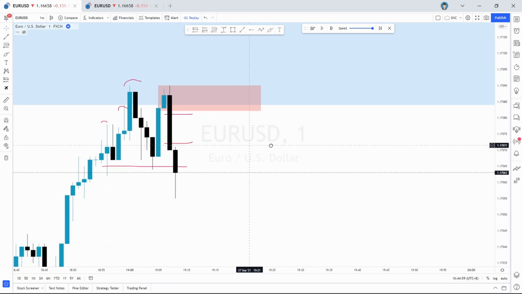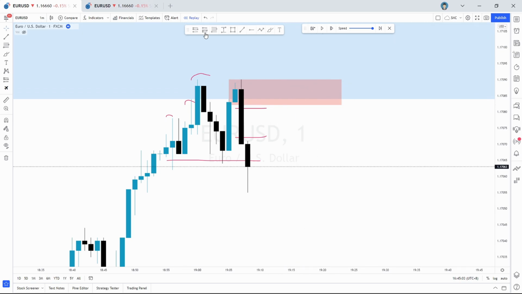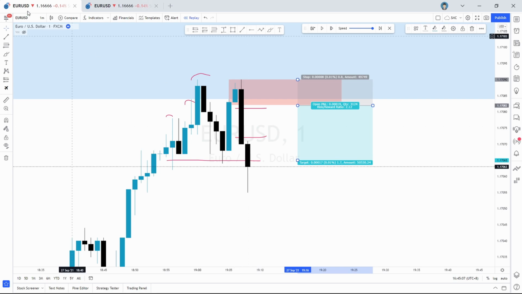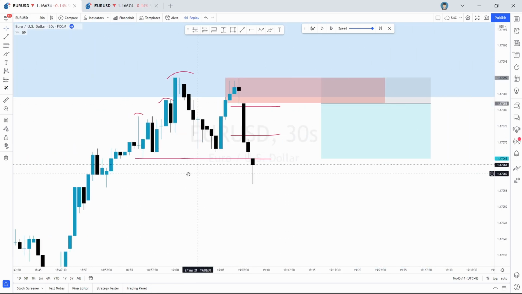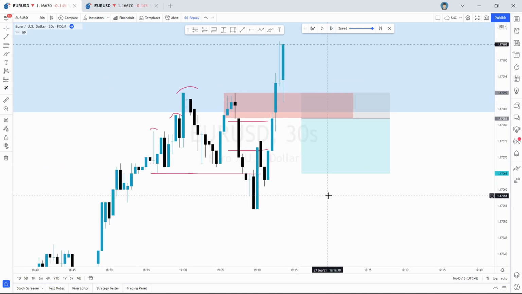And we can also look at the 1 minute. And the 1 minute also has this OB. So let's just mark that up. I'm not sure if this hits. Don't remember if this hits. Let's go back to the 30-second. Display price. Does it hit? Oh, it does. Stops you out.